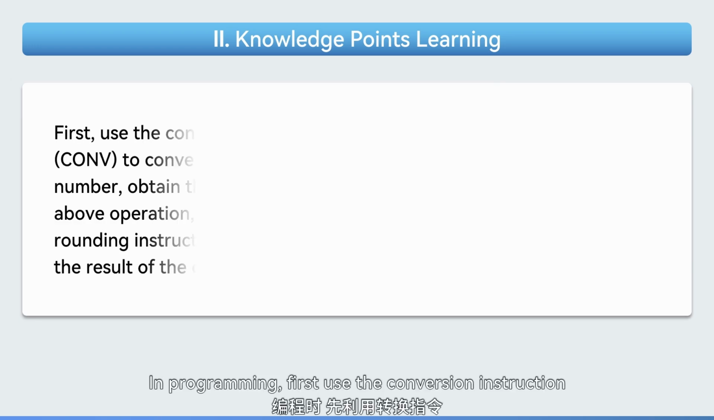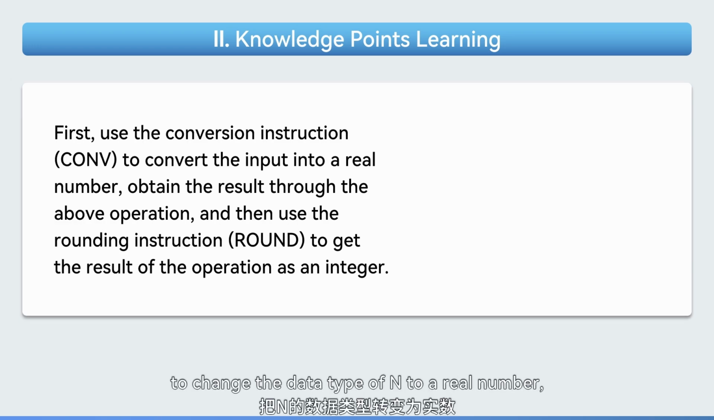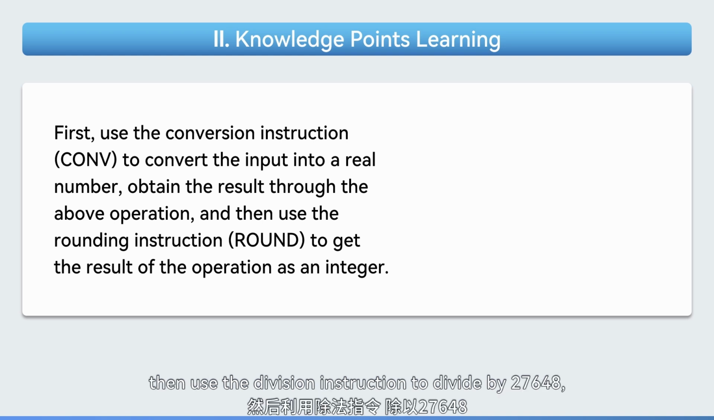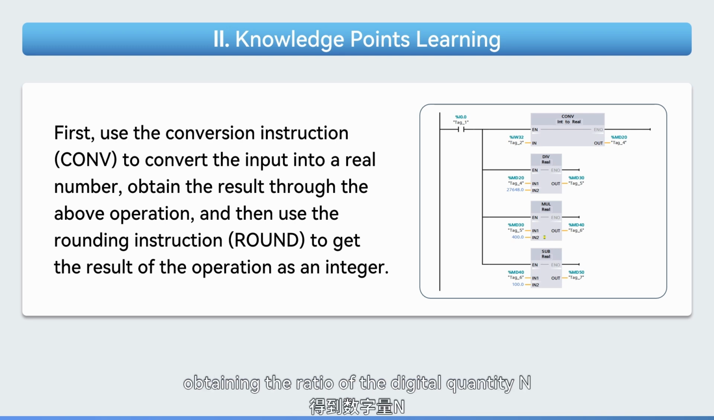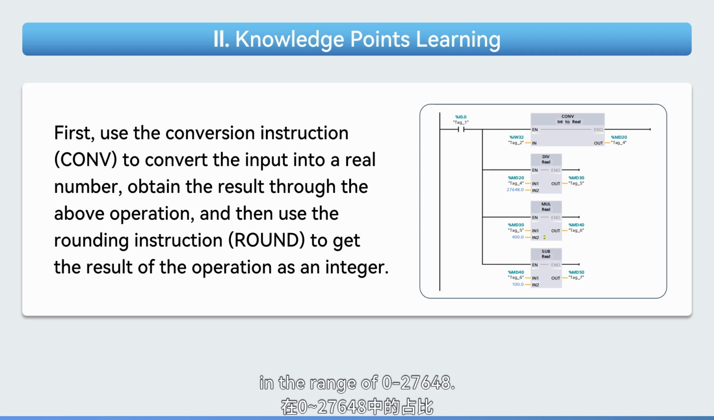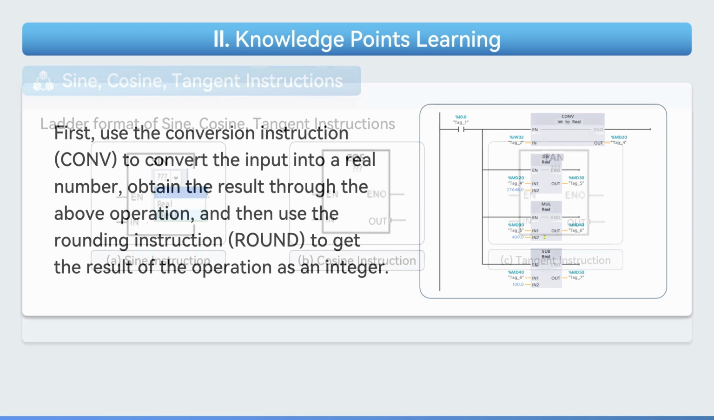In programming, first use the conversion instruction to change the data type of N to a real number, then use the division instruction to divide by 27648, obtaining the ratio of the digital quantity N in the range of 0 to 27648. Next, multiply by 400 and subtract 100 to get the temperature value. The specific programming is shown in the diagram.